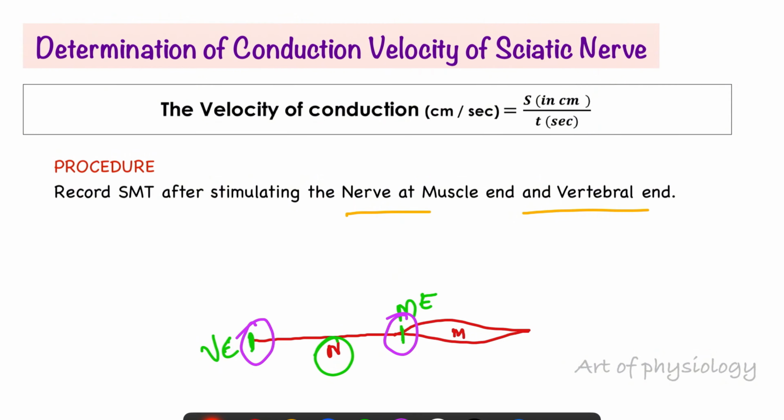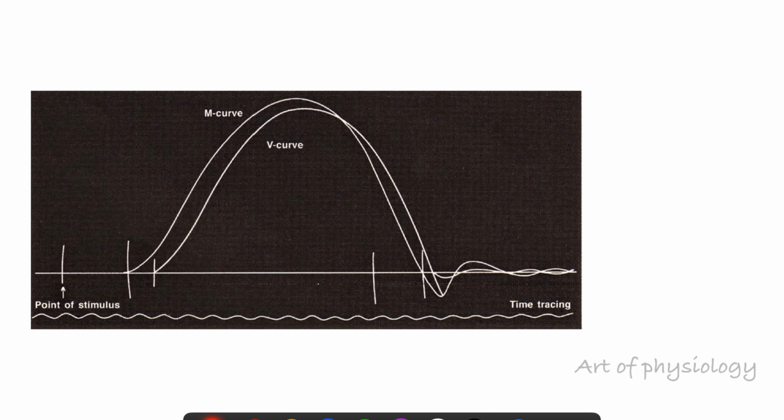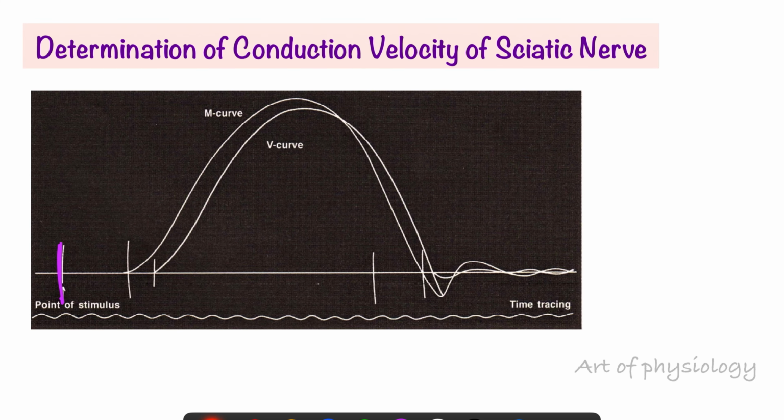So what will be the graph we'll be getting? This is the graph we'll be getting. This is the point of stimulus and this is the V graph and M graph, that is the vertebral end graph and the muscle end graph. When we are stimulating the muscle end, what is happening? The latent period is reducing.